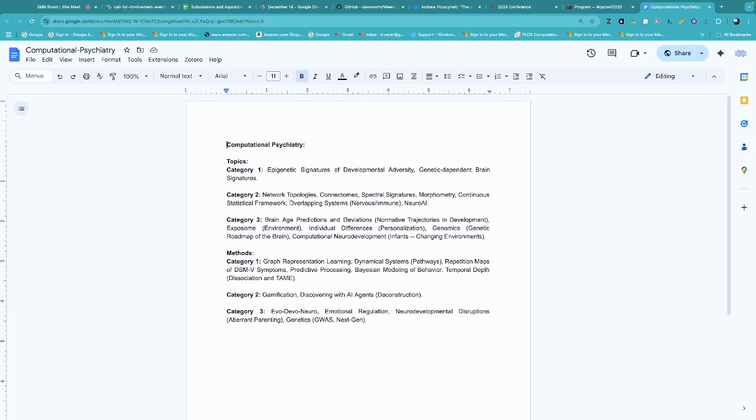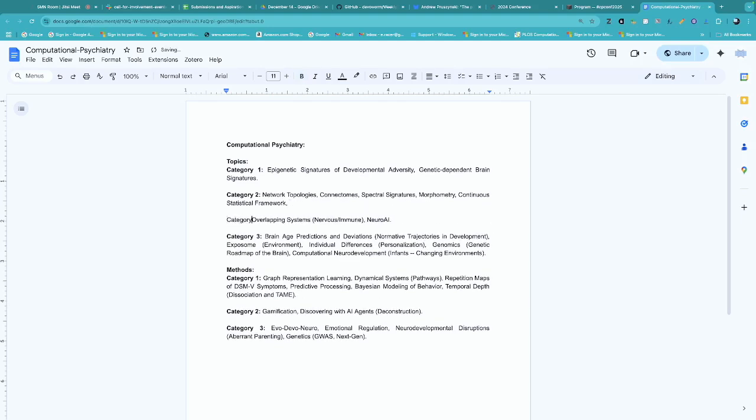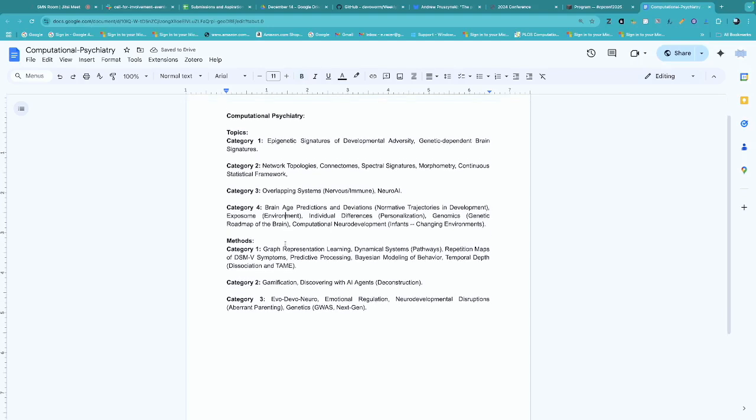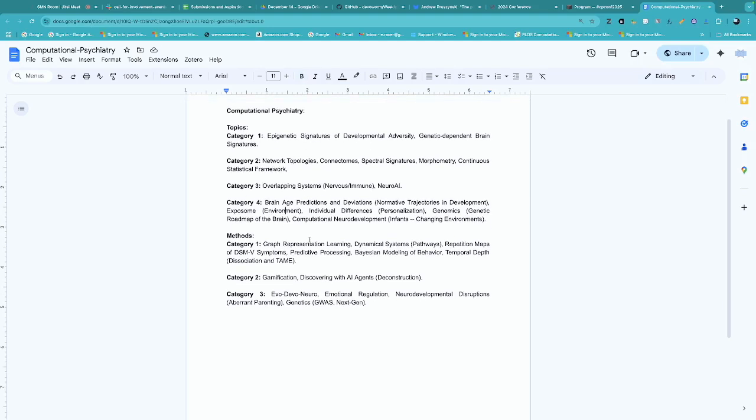That might actually be a category 3. So let me put that in there now just to make sure that I have that as a separate thing. And then category 4 includes brain age predictions and deviations. This is where we're thinking about developmental trajectories and normative developmental trajectories and being able to yield information out of that. We have individual differences, which would be summarized as personalization. We have this idea of the exposome, which is the environment. People have tried to quantify the environment, and you can think of it as an exposome, which is roughly equivalent to a genome or a proteome or whatever.